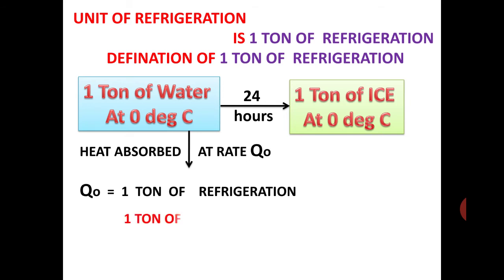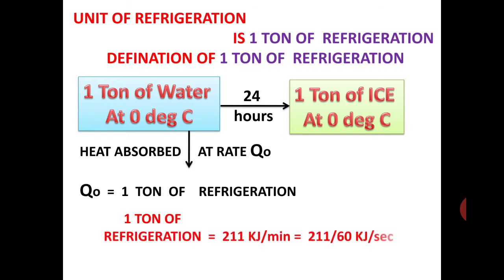Now this 1 ton of refrigeration can be converted into kilowatt like this. 1 ton of refrigeration is equal to 211 kilojoule per minute or 211 upon 60 kilojoule per second, that is 211 upon 60 kilowatt, which means 3.5167 kilowatt. That is the conversion of 1 ton of refrigeration into kilowatt.